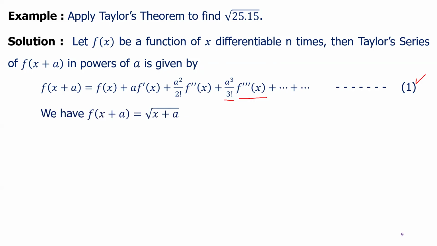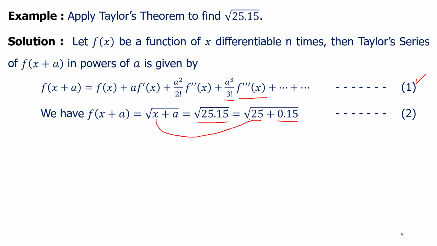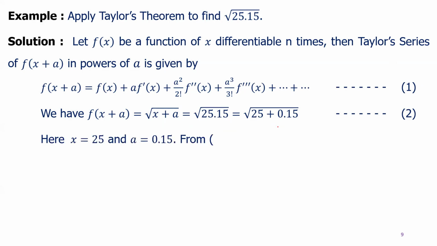We have f(x + a) is equal to root of x plus a, which is equal to root 25.15, which can also be written as 25 plus 0.15. So here we can check that x can be written as 25 and a can be assumed as 0.15. Here x is equal to 25 and a is equal to 0.15.